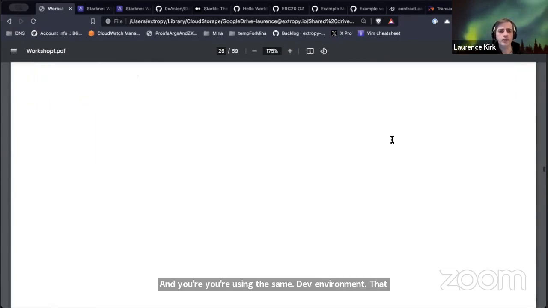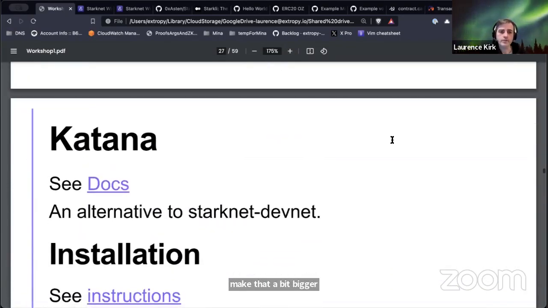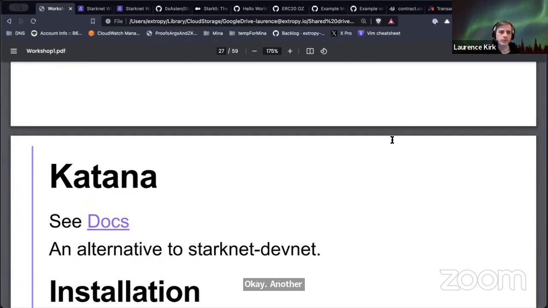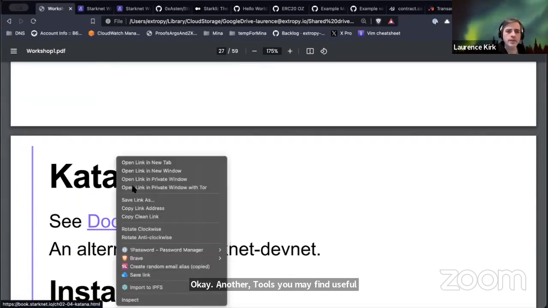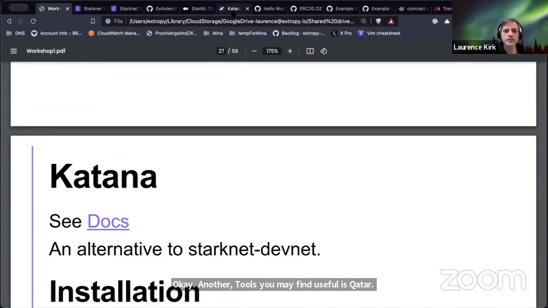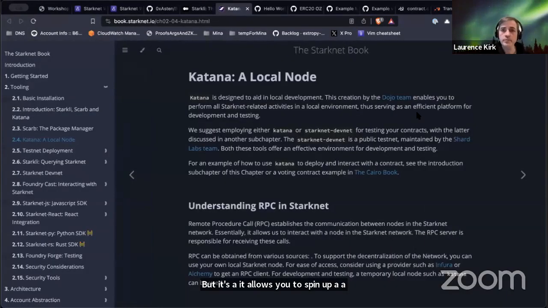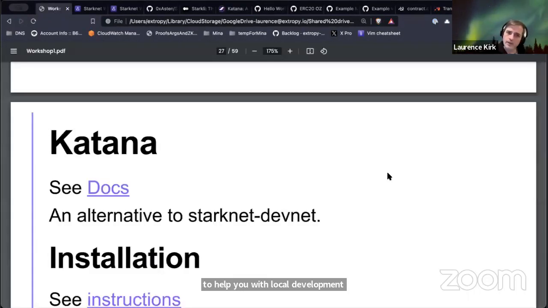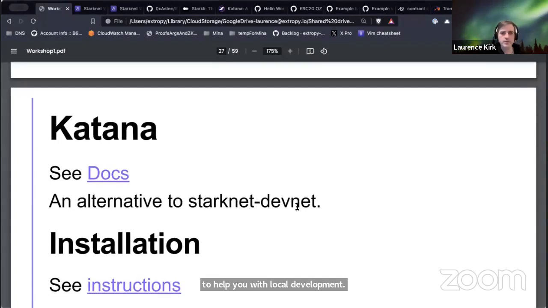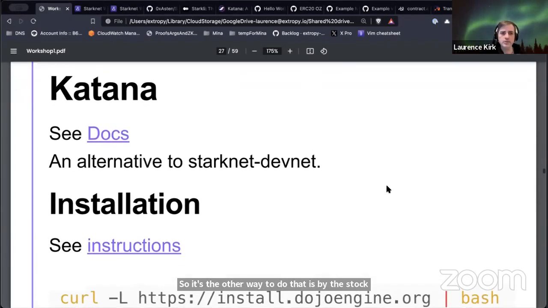There we go. Okay. Another tool that you may find useful is Katana. Particularly, this is useful, and we'll see it when we look at game developers using Dojo as well. It allows you to spin up a local node, just to help you with local development. The other way to do that is by the Starknet DevNet as well.